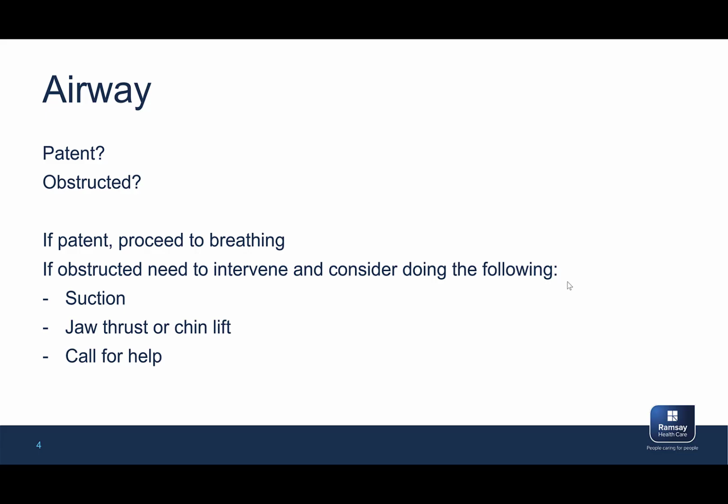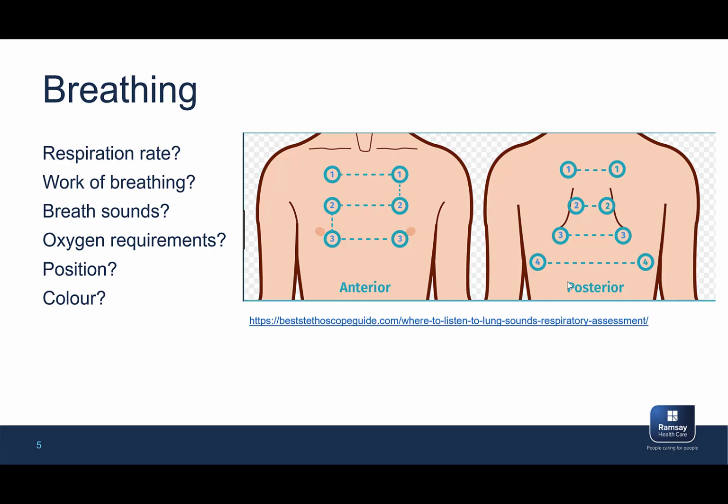Here, we would first assess whether or not the airway is patent or obstructed. If patent, we would then proceed to observing the next letters. If obstructed, of course, we would need to intervene and consider doing the following: either suctioning the secretions, using jaw thrust or chin lift, and of course, calling for assistance.